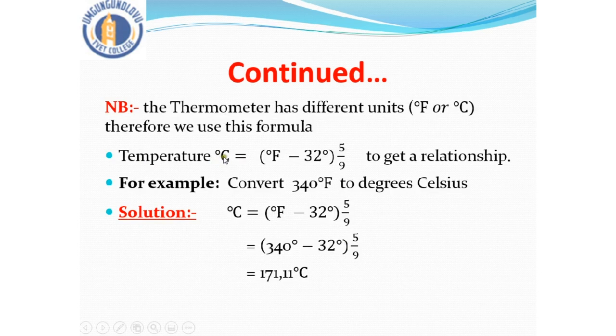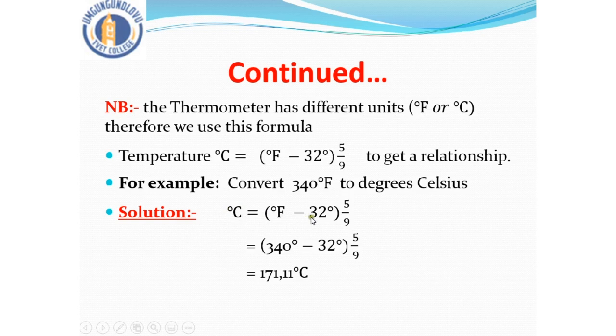You use your equation for temperature, which is degrees Celsius is equal to open bracket degrees Fahrenheit minus 32 degrees close bracket, times 5/9. What we want to do is convert 340 degrees Fahrenheit to degrees Celsius. Therefore, we use the formula. There is your solution. Degrees Celsius is equal to, write down the equation.